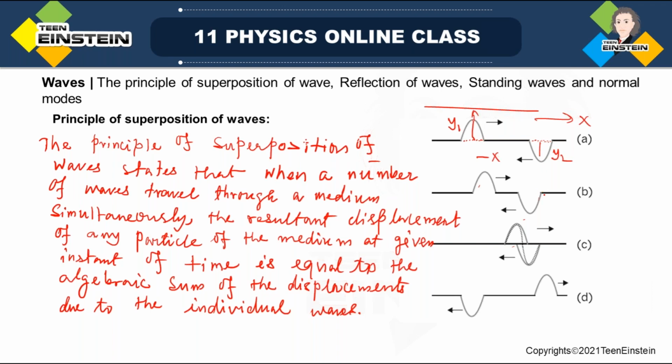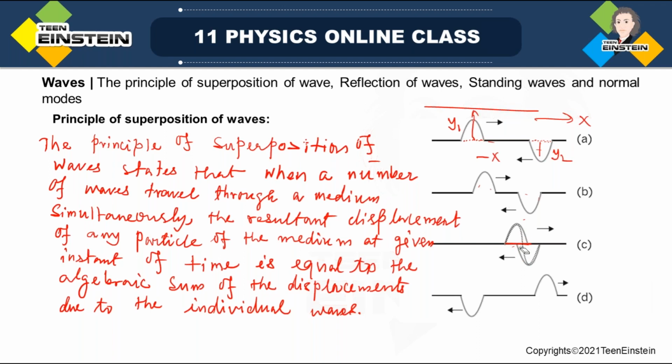And see, they will progress towards each other. So according to the principle of superposition, when they overlap, as they are progressing, the distance between them is decreasing, and eventually they will overlap at a certain instant of time. Suppose at any instant of time, both of them overlap. So look, this particular element of the string where both the waves overlap.